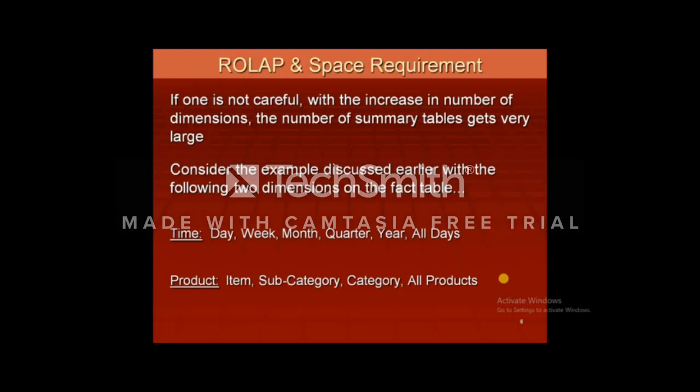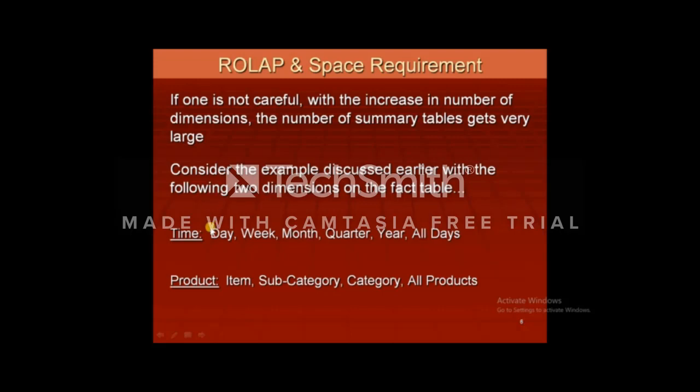Now, if we take a look at the number of hierarchies in each dimension, time has 1, 2, 3, 4. So time has 6 hierarchies, and product has 4 hierarchies. So if we want to get all the combinations, so if we want to get the sales according to these 2 dimensions, we can have 24 summary tables.